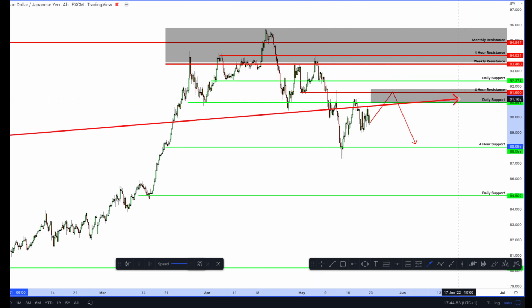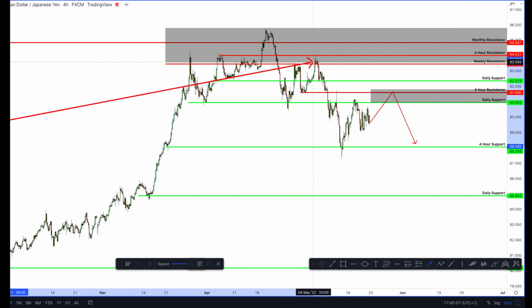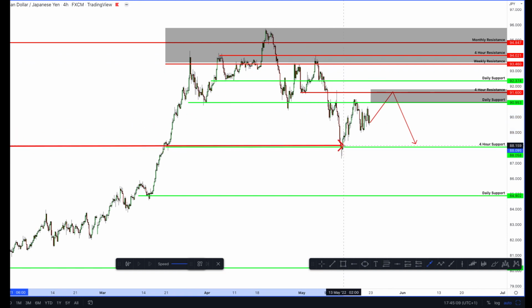If anybody wants to figure out how I draw my monthly, weekly, 4-hour, etc. support and resistance zones, what they need to do is go over to my GBPCHF video where I break this down. The link will be right here in the video up here, and you can see straight away that the market went to this level and then rejected and gave us a nice perfect entry for a trade.